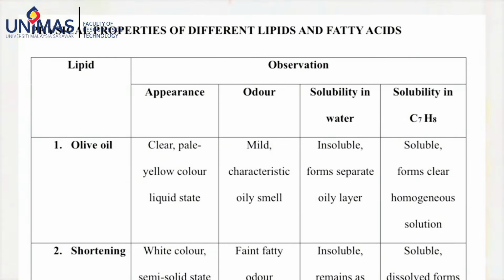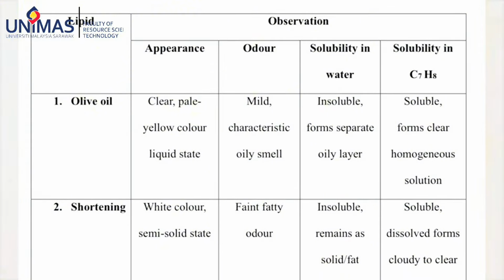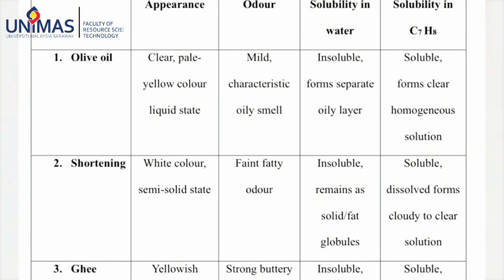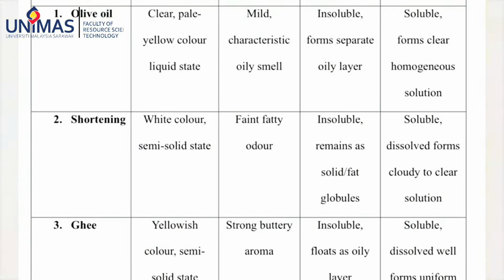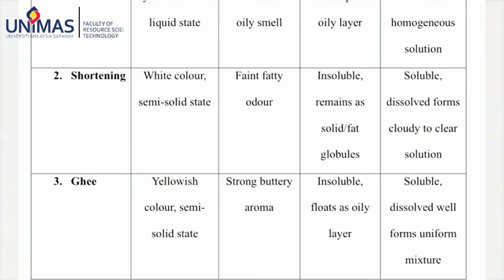For their solubility in toluene, olive oil is soluble and forms a clear homogeneous solution. Shortening is soluble and dissolves, forming a cloudy to clear solution. G is soluble and dissolves well, forming a uniform mixture.